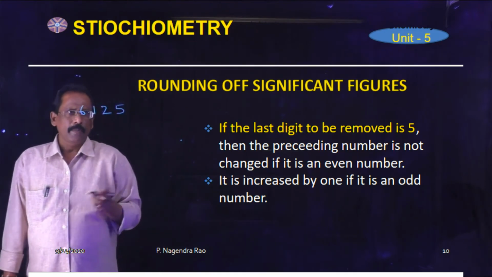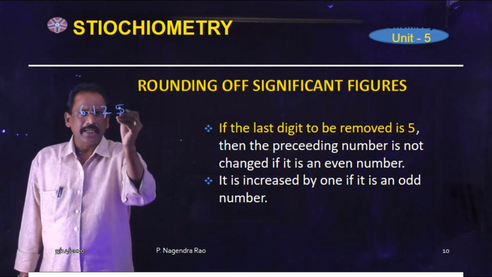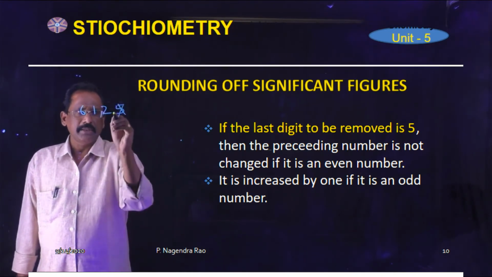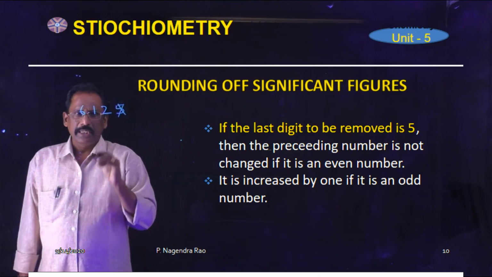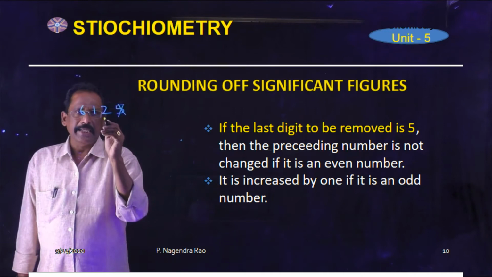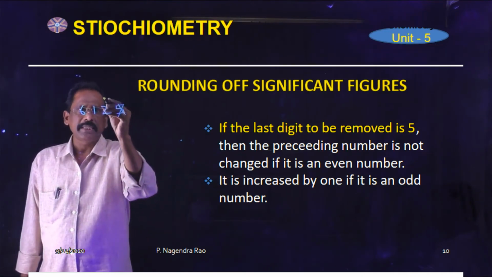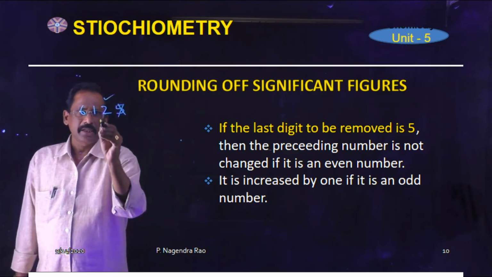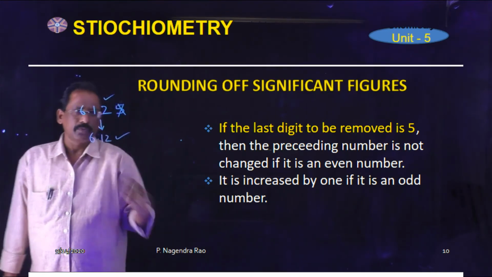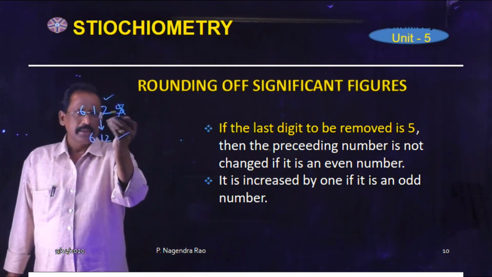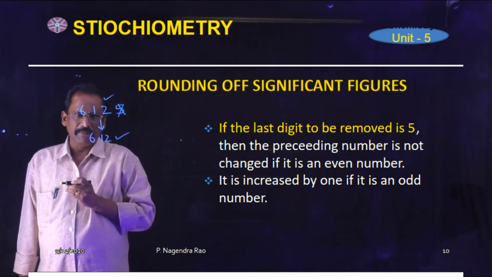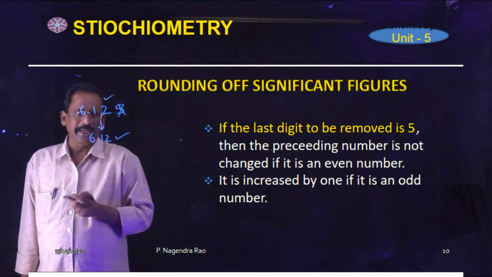In this value, the last digit is exactly equal to 5. If you want to round off this number, now this value is exactly equal to 5. The preceding number is not changed if it is an even number. So here 2 is an even number, that's why 6.125 is nothing but 6.12, because here the preceding number is an even number. If it is an odd number, that number is increased by 1 unit.